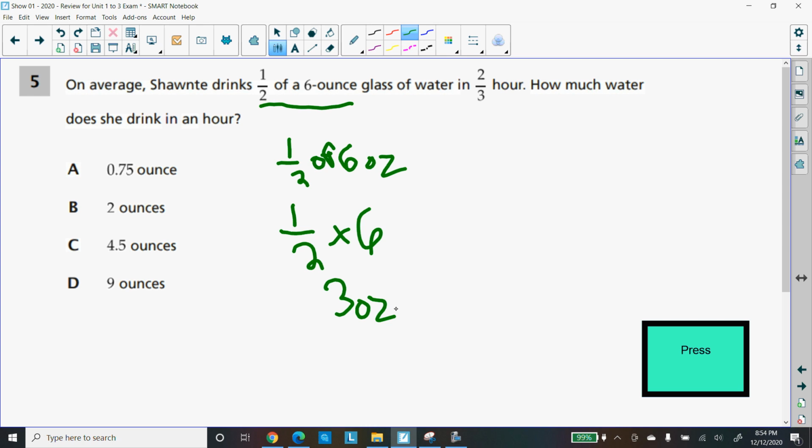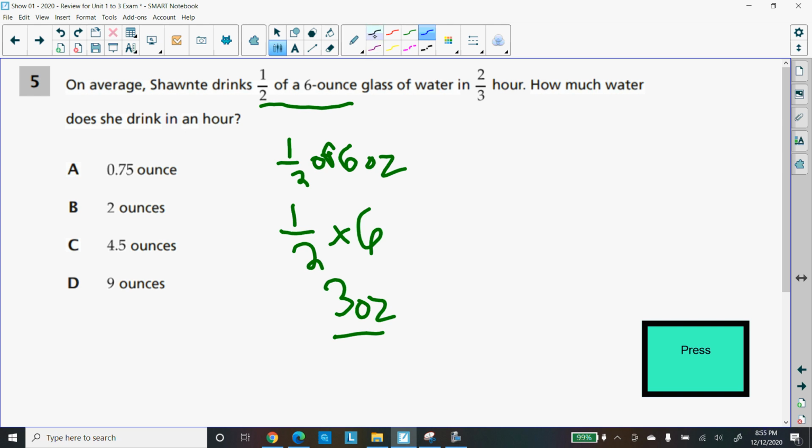Now I should be able to figure out how much is 2/3 hour in minutes, but they want to know how much she is going to drink in 1 hour. So there's a couple ways I can attack it, but let me use ratios and proportions. So let's use ratios and proportions. What do you mean, Dr. Rob? So I'm going to compare the 3 ounces.